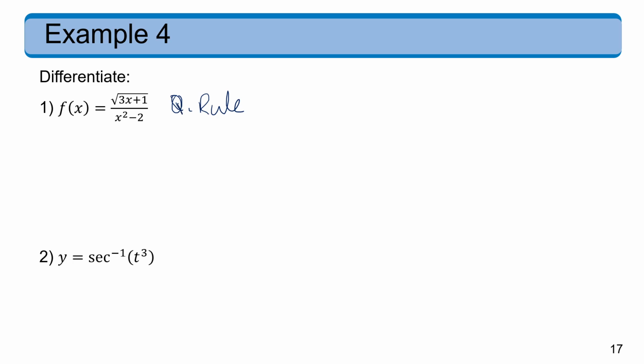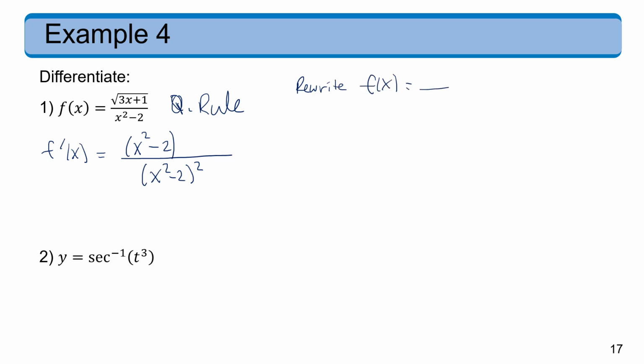Okay, so here f prime of x equals, in our denominator, we take the original denominator and square the whole thing. Now in the numerator, we start with bottom times derivative of the top. Now the top has a square root, so it might help if you rewrite the function and write the numerator as 3x plus 1 to the 1/2 power. That always makes taking derivatives of square roots easier.